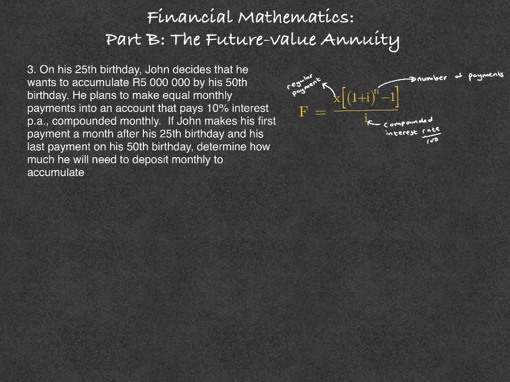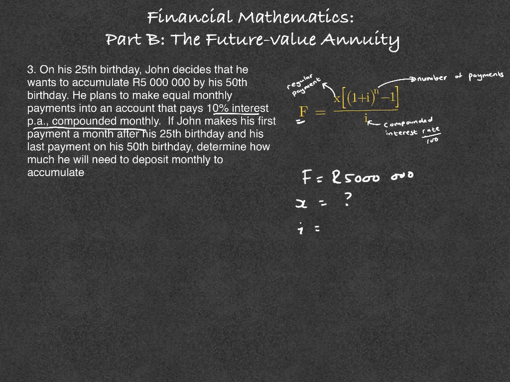So now you know the future value. F is equal to 5 million Rand. And we want to know how much he needs to pay in regular payments, and he wants those payments to be the same. Let's look at the interest rate. The interest rate is 10% per annum, compounded monthly.